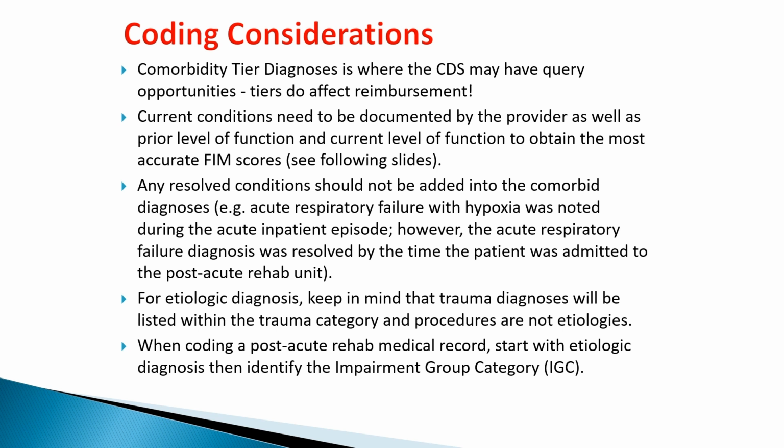Any resolved conditions should not be added into the comorbid diagnoses. Example is acute respiratory failure with hypoxia was noted during the acute inpatient episode. However, the acute respiratory failure diagnosis was resolved by the time the patient was admitted to the post-acute rehab unit. For etiologic diagnosis, keep in mind that trauma diagnoses will be listed within the trauma category and procedures are not etiologies. When coding a post-acute rehab medical record, start with etiologic diagnosis, then identify the Impairment Group Category, IGC.